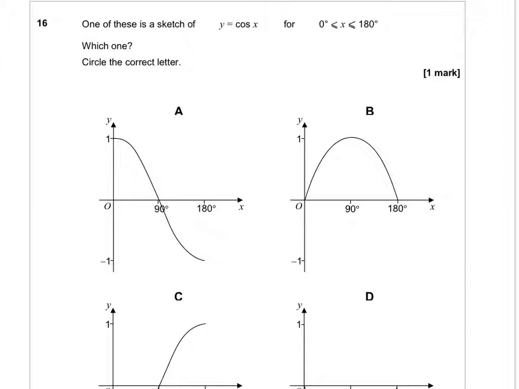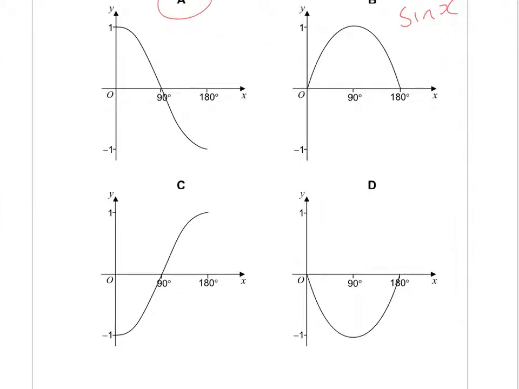Question 16 is about recognising our trig graphs. Now, y equals cos x. Some key facts there: it starts at 1 and intercepts the x-axis at 90. So looking at our graphs, that means it has to be graph A. Graph B is actually sine x. Graph C is minus cos x. And graph D is minus sine x. So just being able to recognise those properties can really help on these quick 1-mark questions.